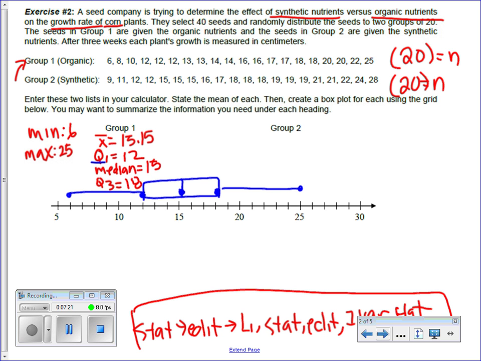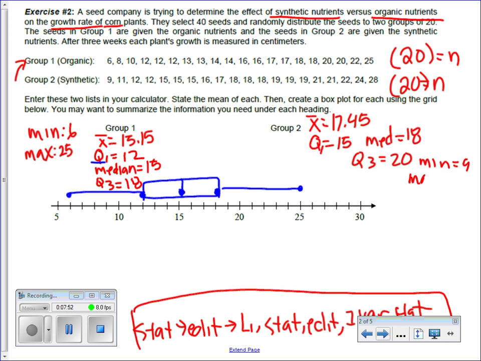So I'm going to go to stat edit. In list 1, clear that list, and now let's put all the information for group 2 into that list. Then we're going to go back to stat edit and 1 var stat. So I'm going to write down my mean, which is 17.45, and then all my box and whisker plot info. Q1 is 15, the median of the whole set of data is 18, Q3 is 20, and my min is 9, and my max is 28.